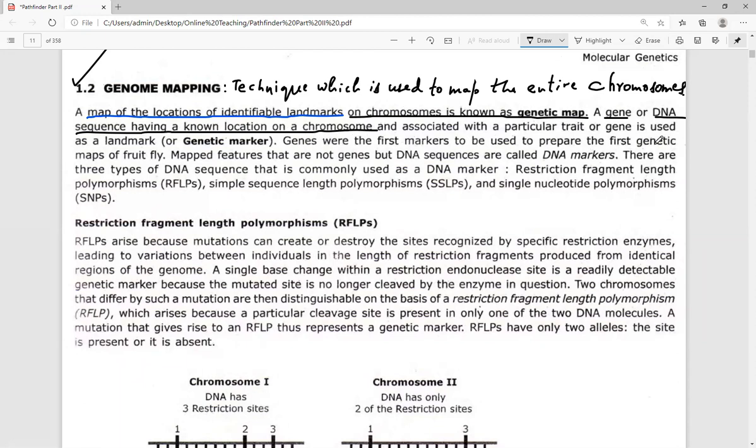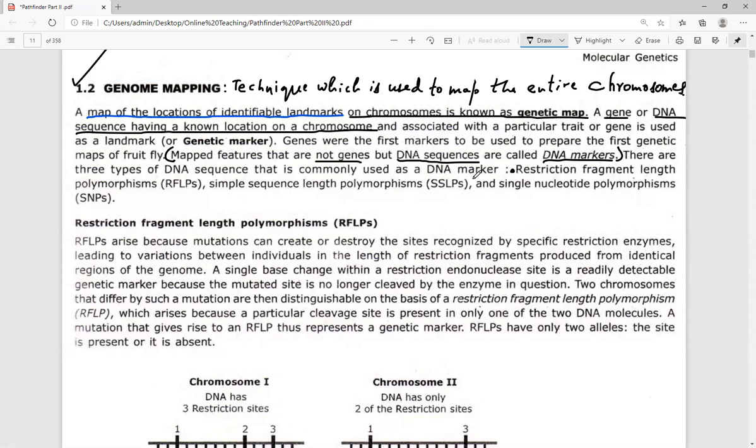Genes were the first markers to be used to prepare the first genetic map of the fruit fly. Mapped features that are not genes but DNA sequences are called DNA markers. If there are sequences that are not genes but just DNA sequences, then these are referred to as DNA markers. These DNA markers commonly include restriction fragment length polymorphism.